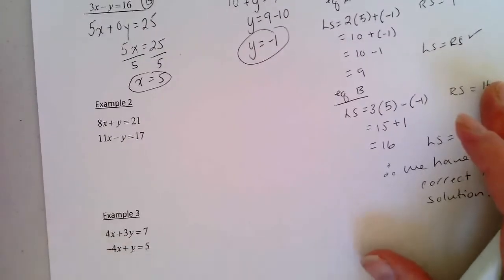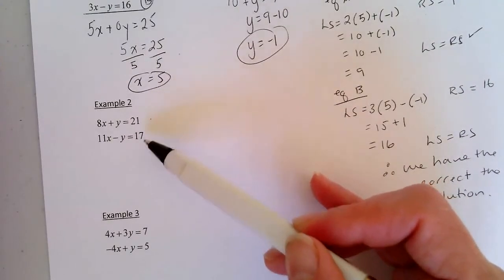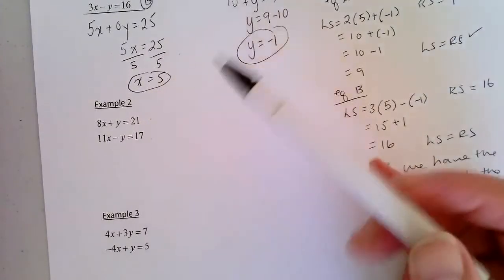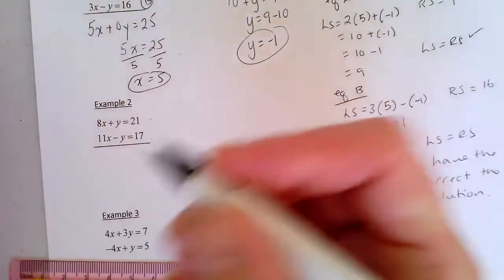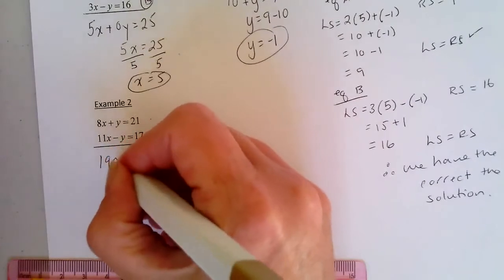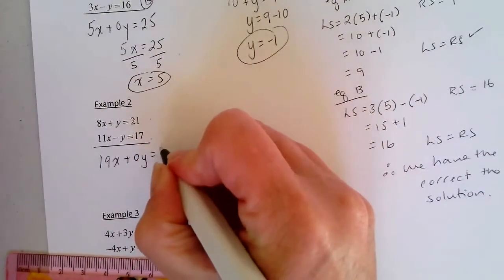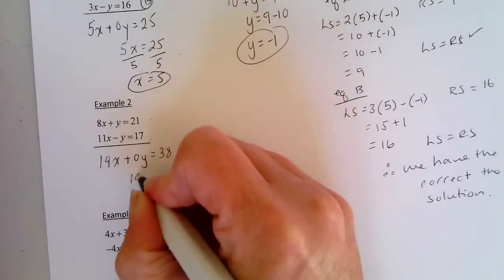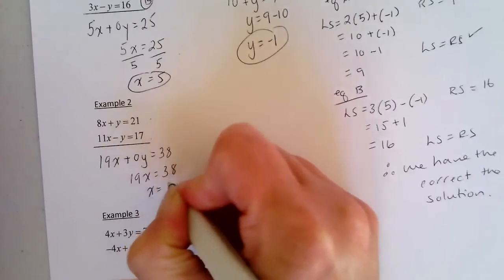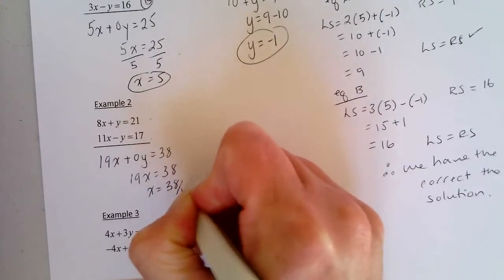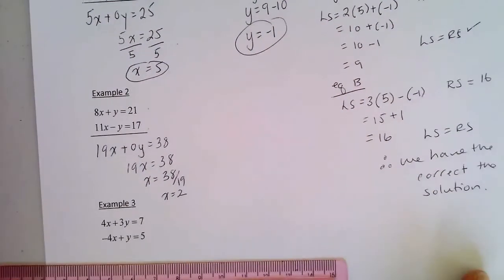Let's look at 2 other examples. Okay, and see if you can do these on your own. So we have 8x plus y equals 21, 11x minus y equals 17. We are going to add these two. So that'll be 19x plus 0y equals 38. 19x equals 38. So x will be 38 over 19. So x is equal to 2.